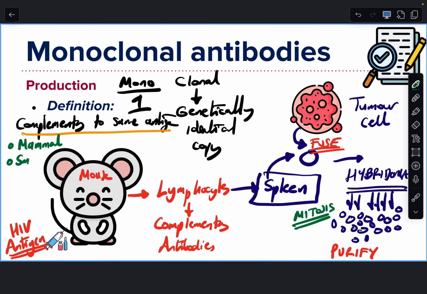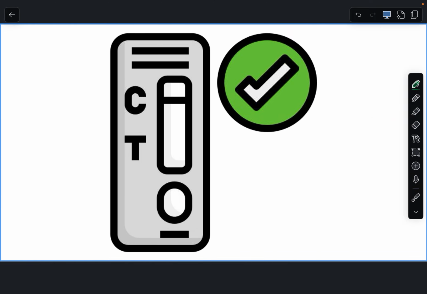is that mice are very small, which means they are very easy to manage in a lab. So you wouldn't do an elephant because you can't have thousands of elephants in a lab. You can have thousands of mice in a lab. They reproduce really quickly, so I can get lots and lots of those. So that's the reason we would use a mouse for this monoclonal antibody production. Okay? So I've now got lots and lots of complementary antibodies against a particular antigen.